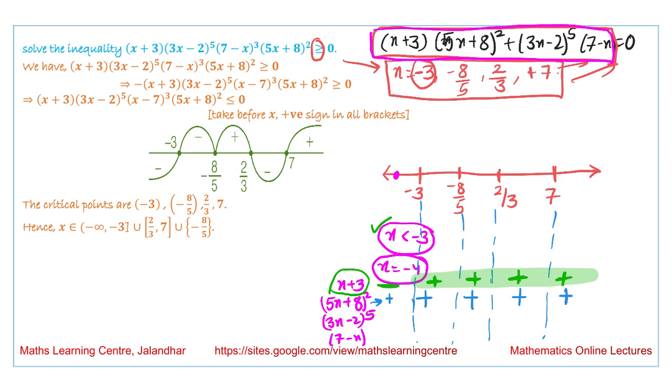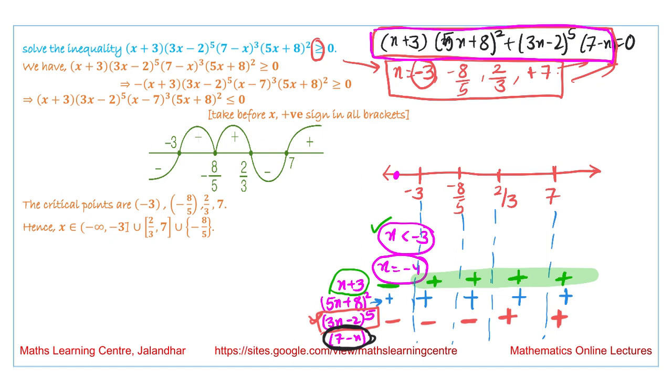Next, I am talking about the expression (3x - 2) raised to the power 5. For values less than 2/3, this will be negative, and for values greater than 2/3, this will be positive. Last, we take the expression 7 - x.